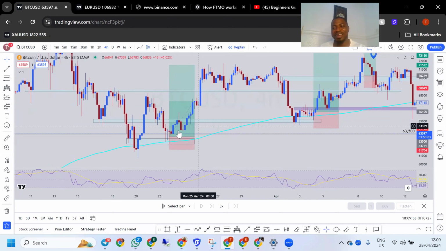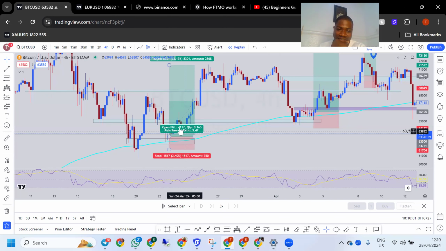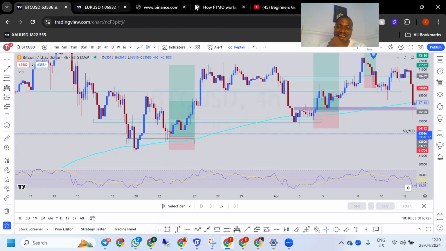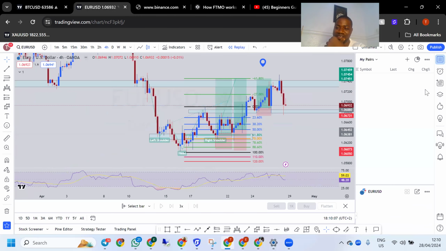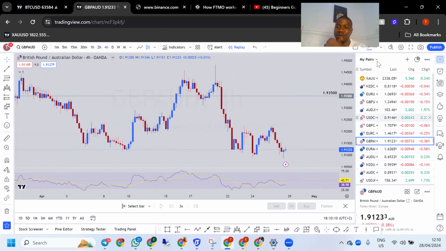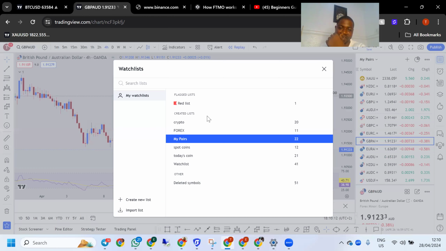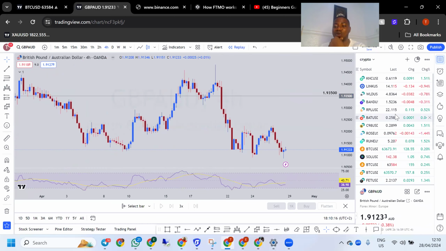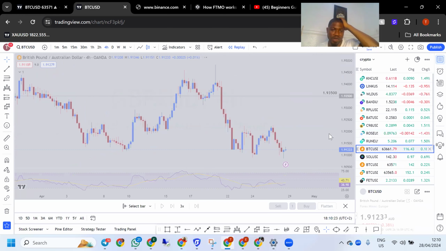I'm seeing something like this trying to happen. Look at this thing. I'm seeing something trying to happen. And one good thing about our trade is that it's very safe. And today is Sunday. And this particular thing that is happening on BTC today happened on Sunday too. This particular day I was talking about.